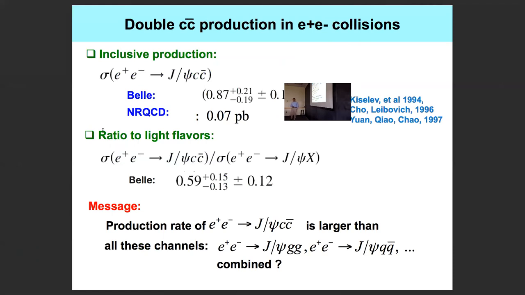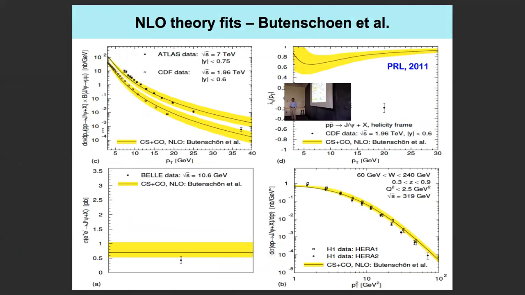There is some reason for it. I can talk to you about it, because this is not directly connected to this workshop, but it is certainly directly connected to factorization issues. So the message is that the production rate for e+e- to J/psi plus c cbar pair is larger than all these channels combined. It's challenging.